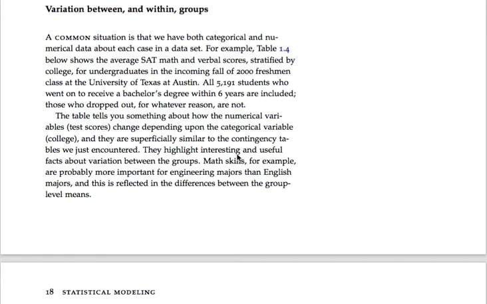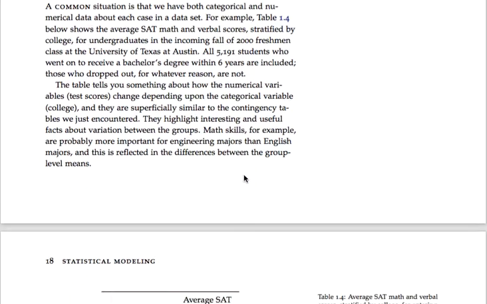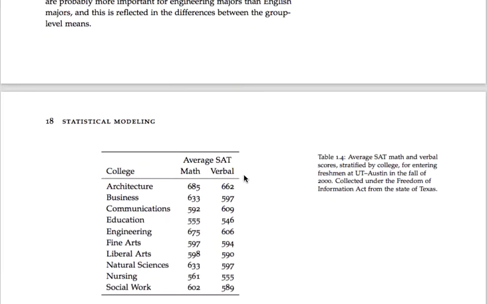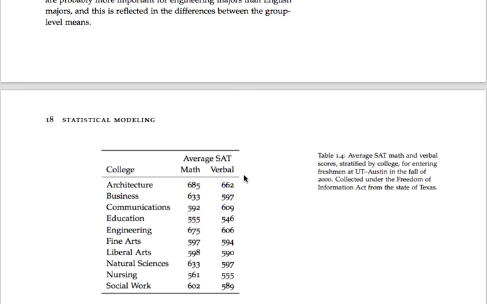Okay, in this video, we're going to talk about what happens when we've got both a categorical and a numerical variable about each case in some data set. That's exactly the situation we have in this table right here. This is a data set on about 5,100 students.